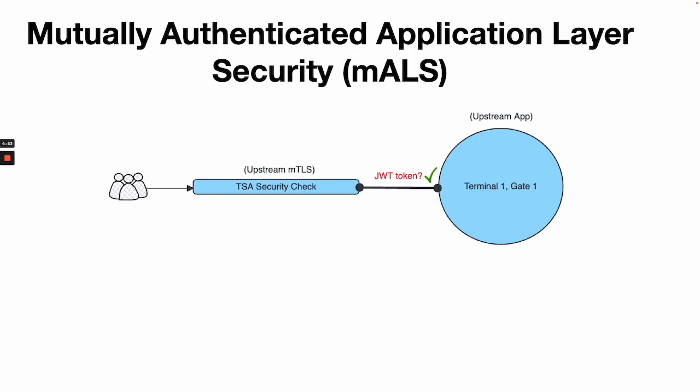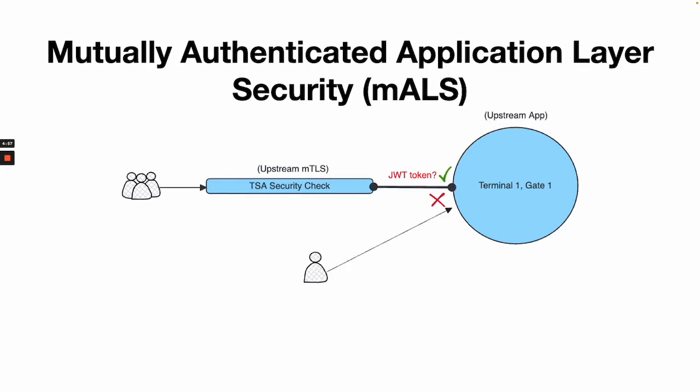Think of the Upstream app as the gate at an airport and TLS as the security checkpoint. Anyone going to the gate must first get through the security checkpoint. When you get through security, you get a stamp on your boarding pass that authorizes you to access the gate. But what if someone found a way to skip the security checkpoint and went straight to the gate?